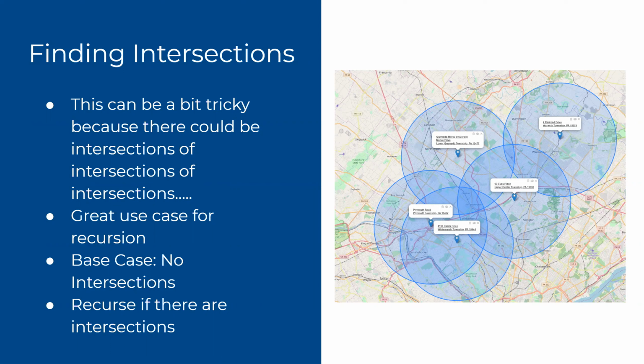Again, I'll show this function in a bit, but it basically just loops through these areas, searching for intersections. If it finds intersections, it's going to call itself on that, finding any intersections of that intersection, and so on and so forth. And so you can see how that method lines up exactly with this use case.